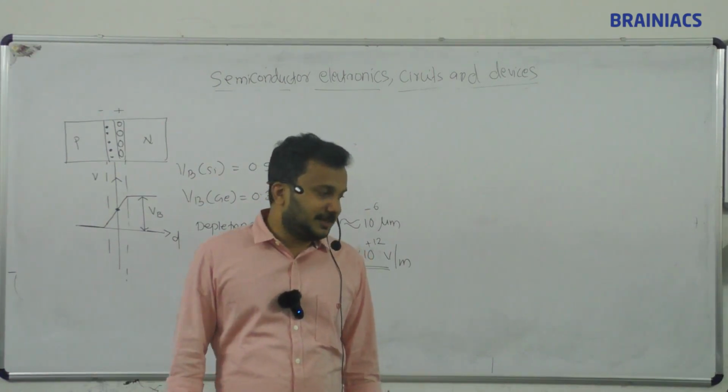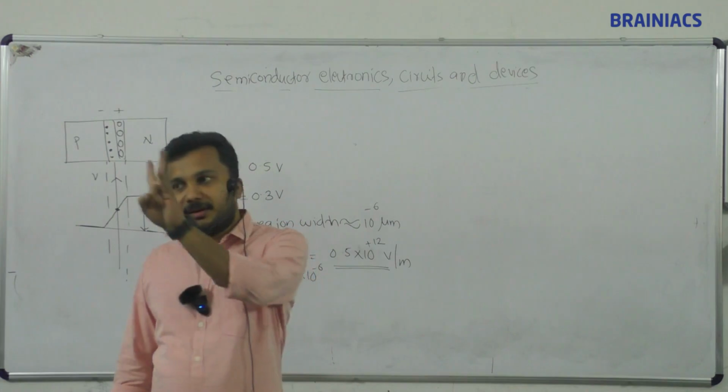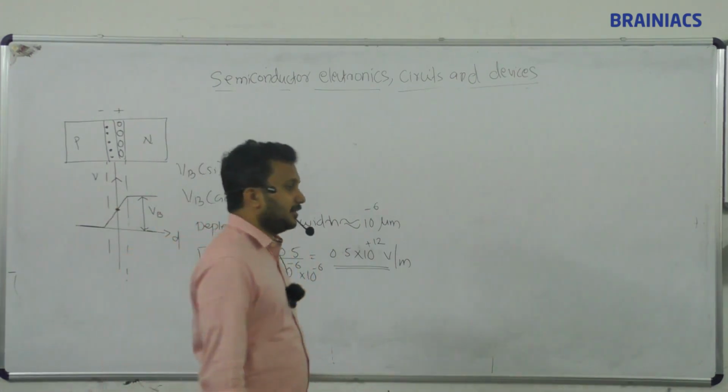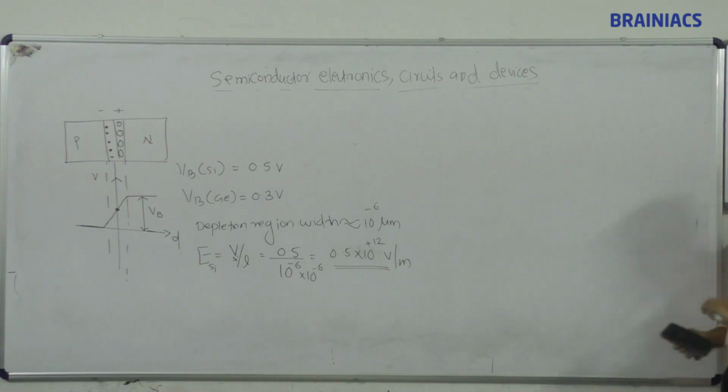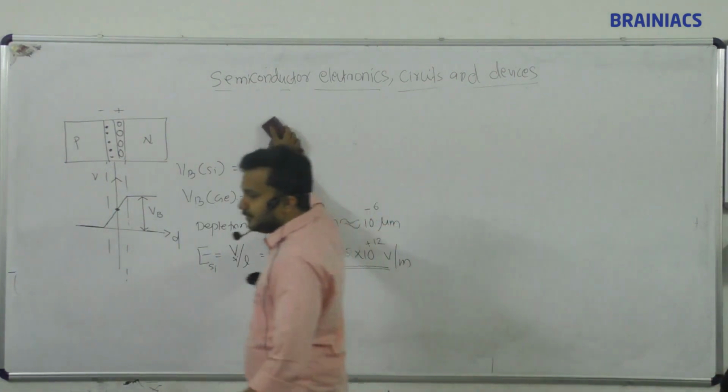So write the first heading: Characteristics of a Diode. And the very first subheading: Forward Characteristics.